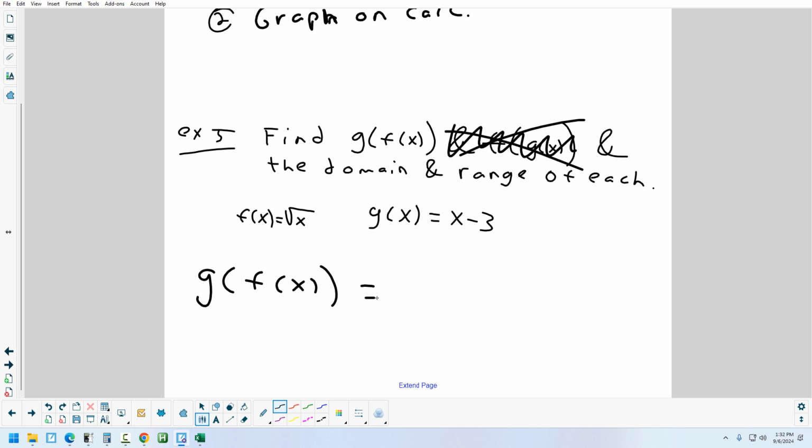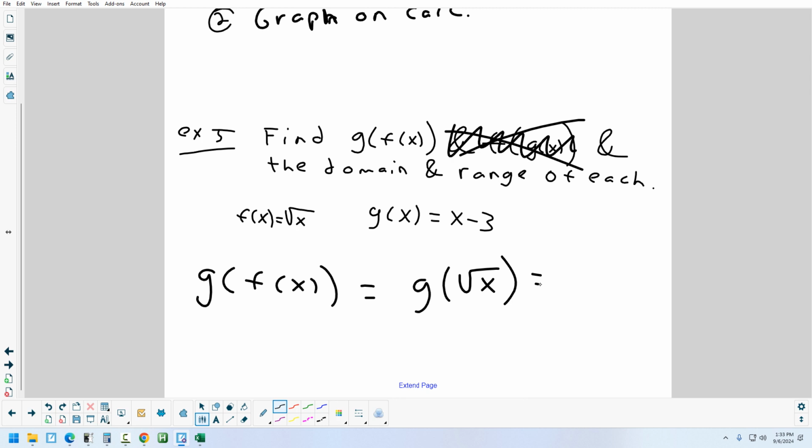Which function do we start with, the outer or the inner? Inner. Okay, always start with the inner. What is the inner function here? Square root of x. Yep. So we're going to change what it says the name of the function is to the actual formula. So f of x is the square root of x.